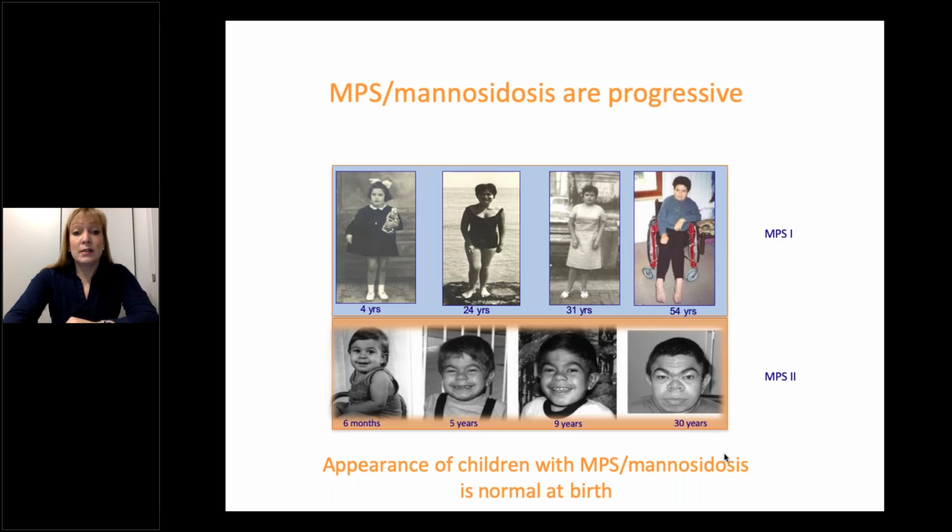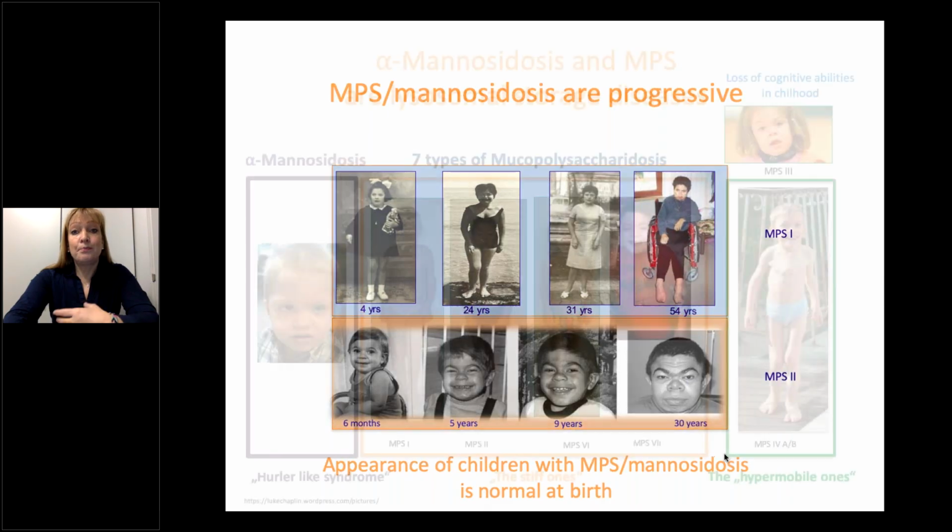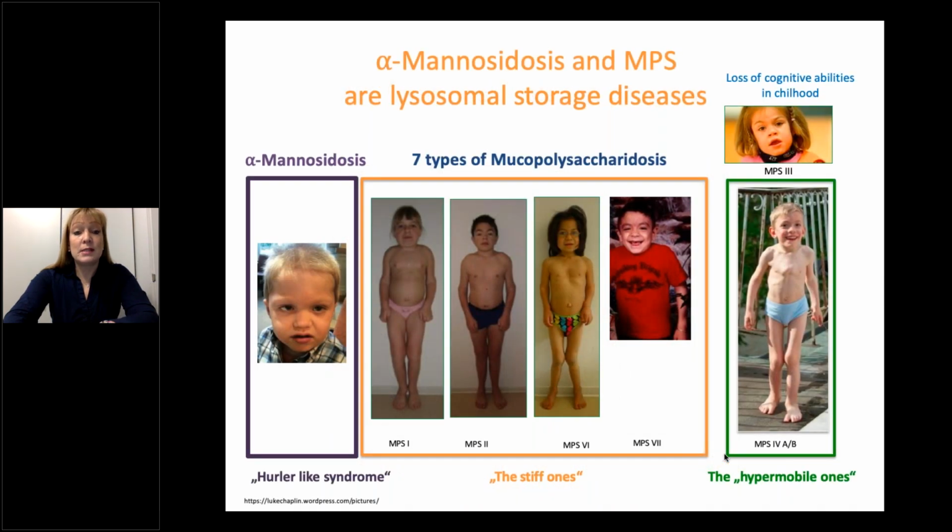And actually, in the lower part of the slide, you see a 6-month-old MPS 2 boy looking absolutely healthy and fine. And at the age of 30 years, you see the severe storage in the face. But this is not only in the face, but this happens in all organ systems, even if they appear normal at birth. And this is the way of this disease.